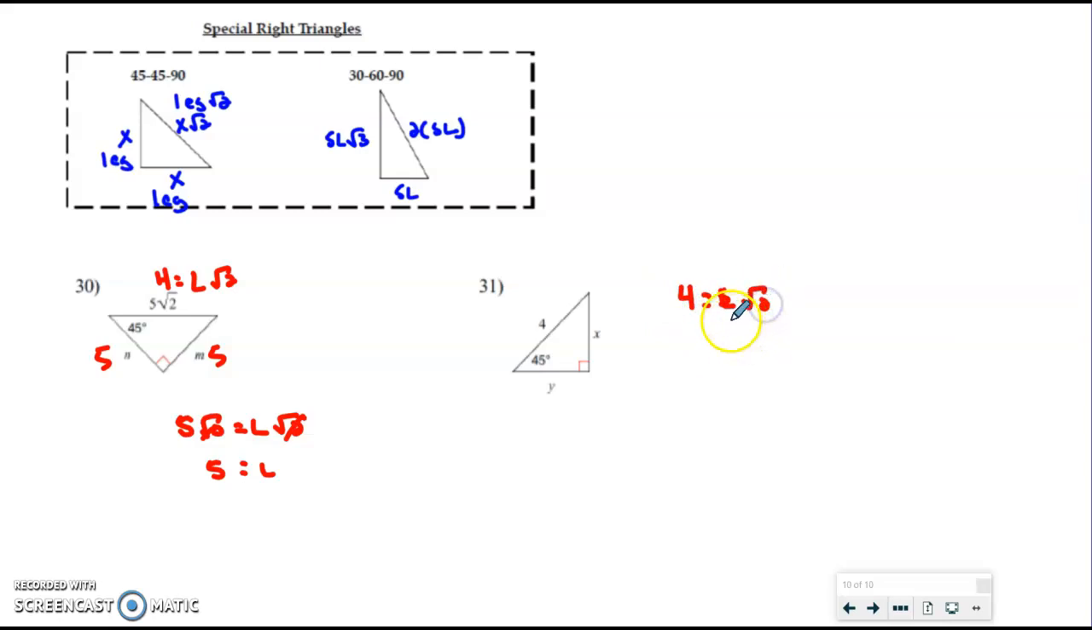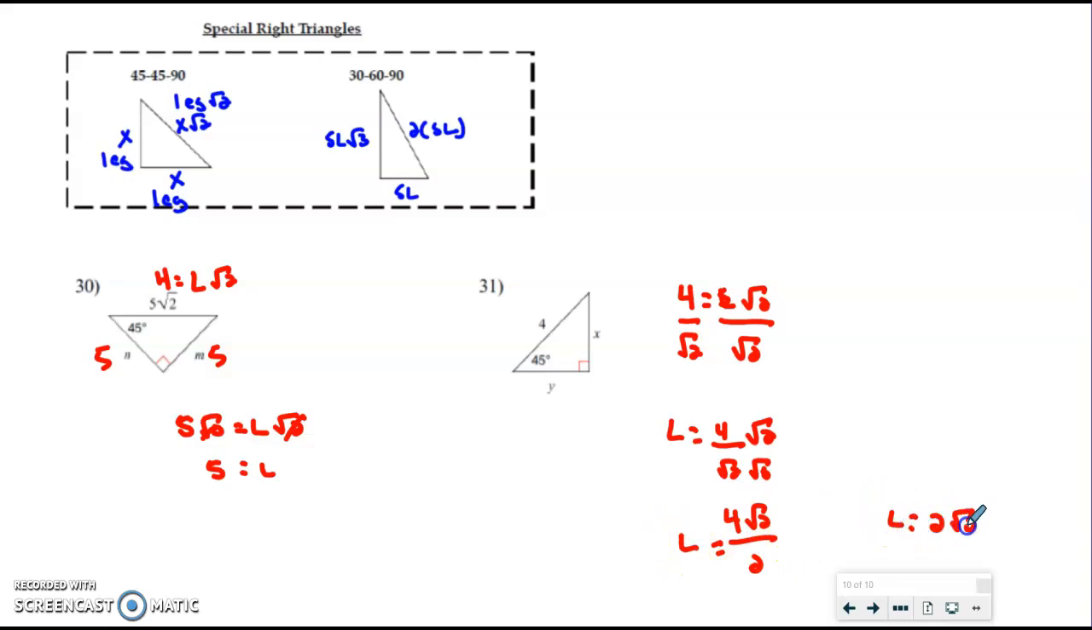When I look at this last one, number 31, I know that 4 is the same thing as my leg times the square root of 2. If I divide both sides by square root of 2, I get my leg to be 4 divided by the square root of 2. I'm going to multiply the top and the bottom by square root of 2, so you guys get 4 square root of 2 over 2. So my leg is just going to be 2 square root of 2.